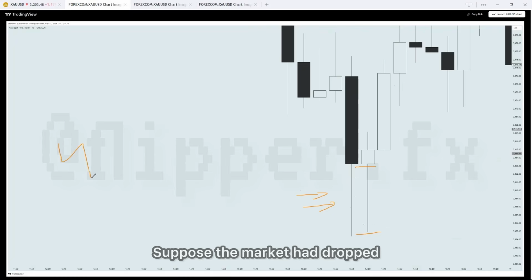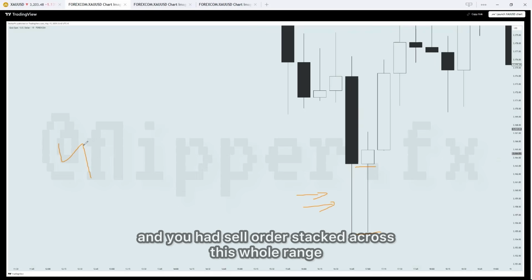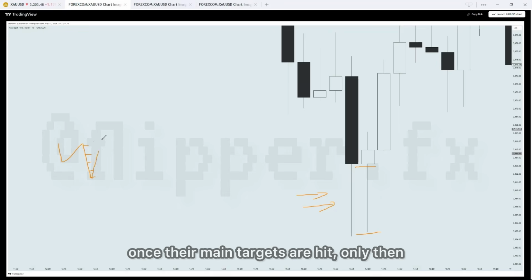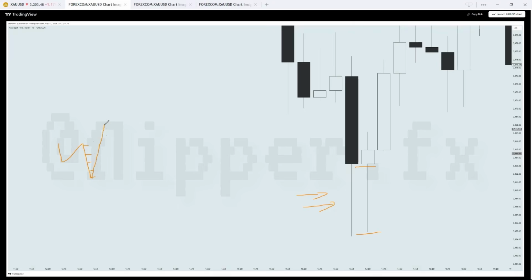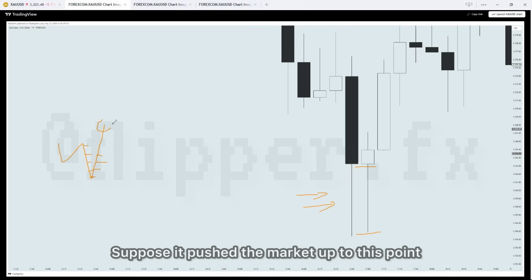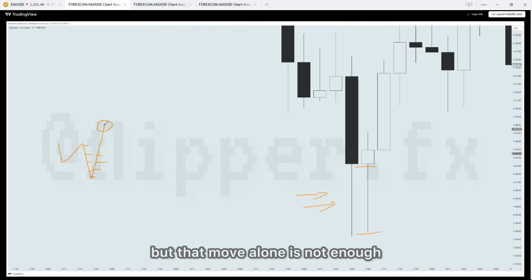Suppose the market had dropped and you had sell orders stacked across this whole range. Once those sell orders get closed, once their main targets are hit, only then buy volume gets injected from that point. Now, whatever volume was injected from this area into the entire range, suppose it pushed the market up to this point, but that move alone is not enough. Let's say the market is supposed to travel even higher up to here, but from the volume injected earlier, we only got this limited move.